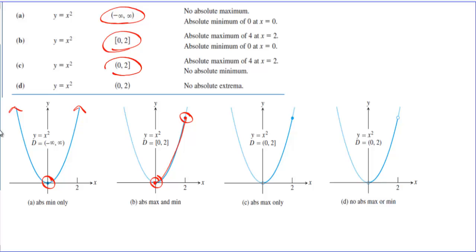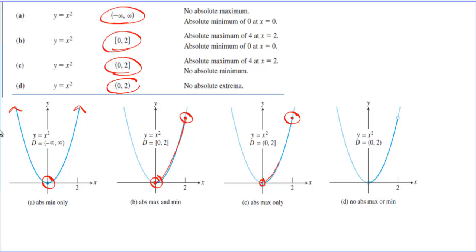If we had an open dot on the left side but a closed dot on the other side, so open there, closed there, then there would be no minimum value. This keeps going down towards 0 forever, but never actually gets there, so there's no minimum. But there would be a maximum value because it would reach a value of 4 at x equals 2.